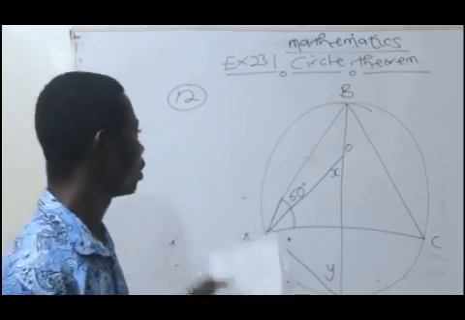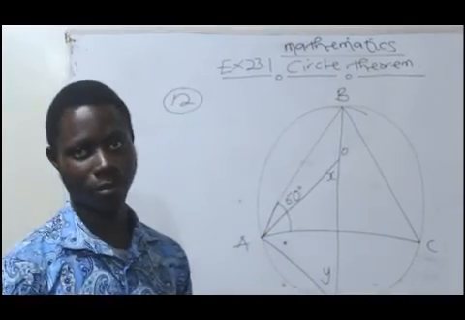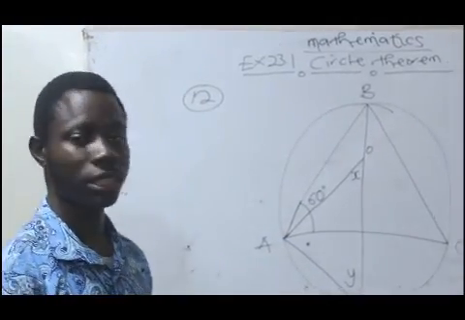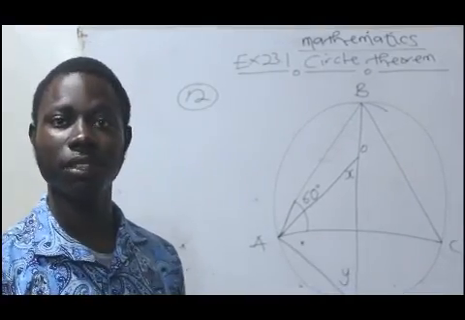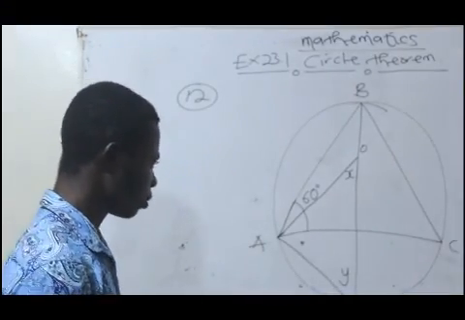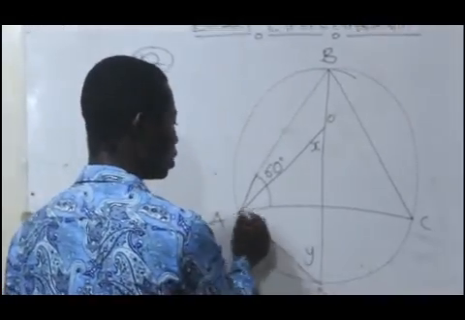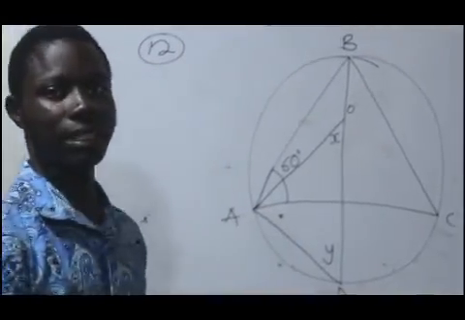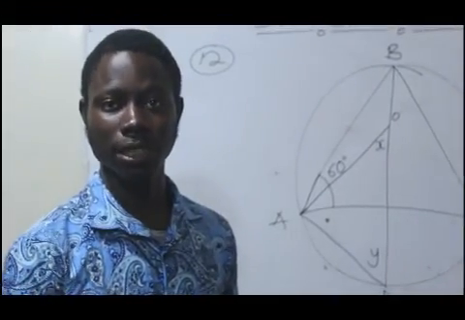Okay, so we are on question 12, and we are told to find X and Y in this diagram. It's not difficult. The only thing is to apply the properties of circle theory and analyze the diagram very well. Now, we know that when a chord subtends an angle at the center of the circle, it is twice the angle that same chord subtends at the circumference of the circle.